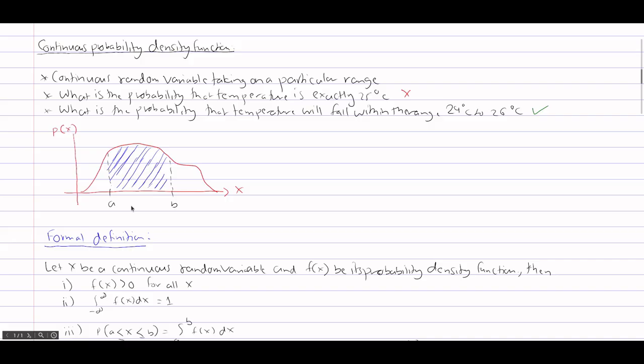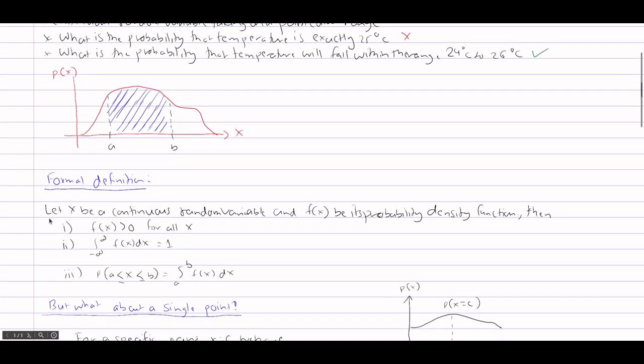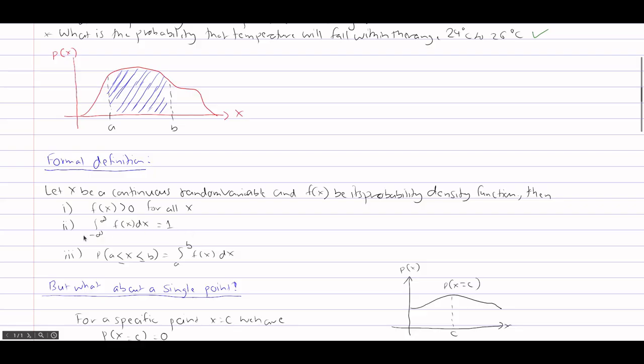Let's go to a formal mathematical definition. So let X be a continuous random variable and let f(x) be its probability density function. Then f(x) is greater than or equal to 0 for all x, meaning the curve can touch the x-axis but never dip below it because probabilities can't be negative. The total area, or the total probability, is 1, meaning if you add up or integrate the whole area under the curve across the entire number line, you must get 1 because something has to happen.